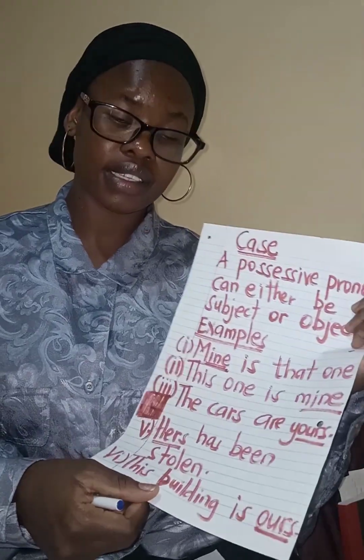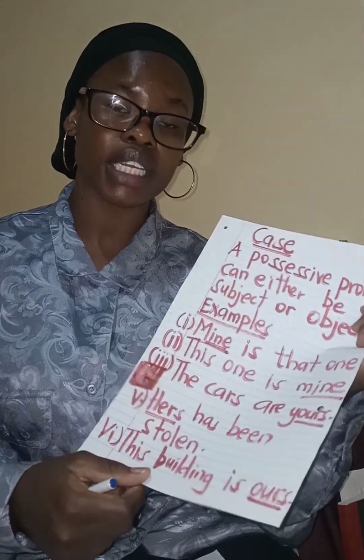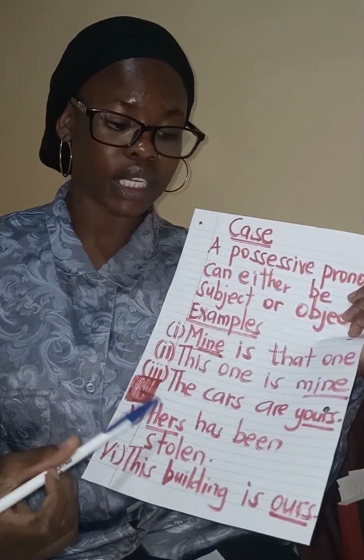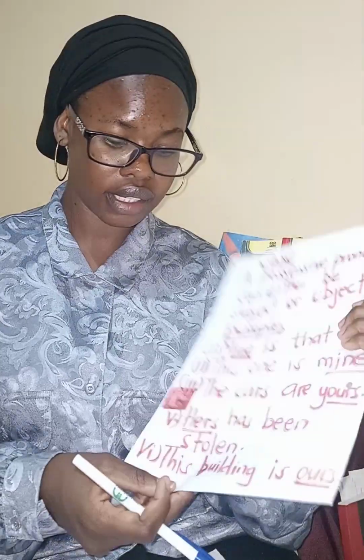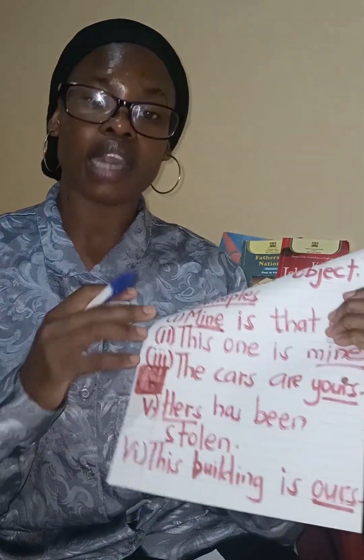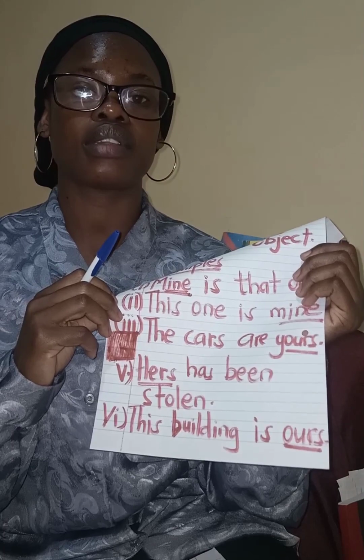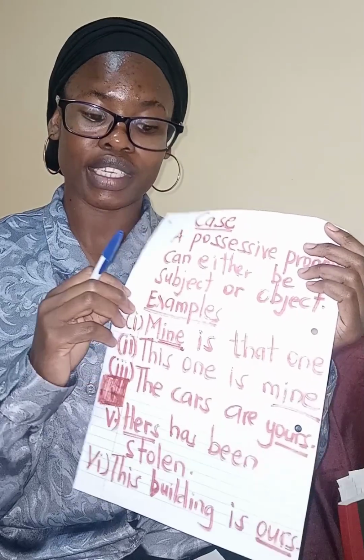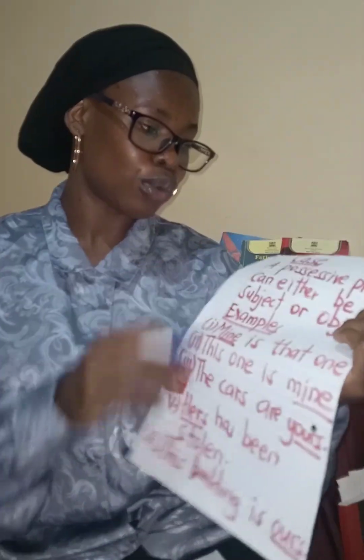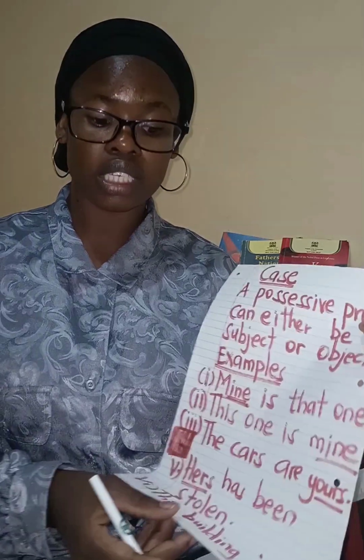Then we have: Hers has been stolen. In this case, hers is the subject of that sentence. Then: This building is ours. Ours in this case is the object. So possessive pronouns can also be used as a subject or as an object. So we've now completed learning about possessive pronouns and personal pronouns.